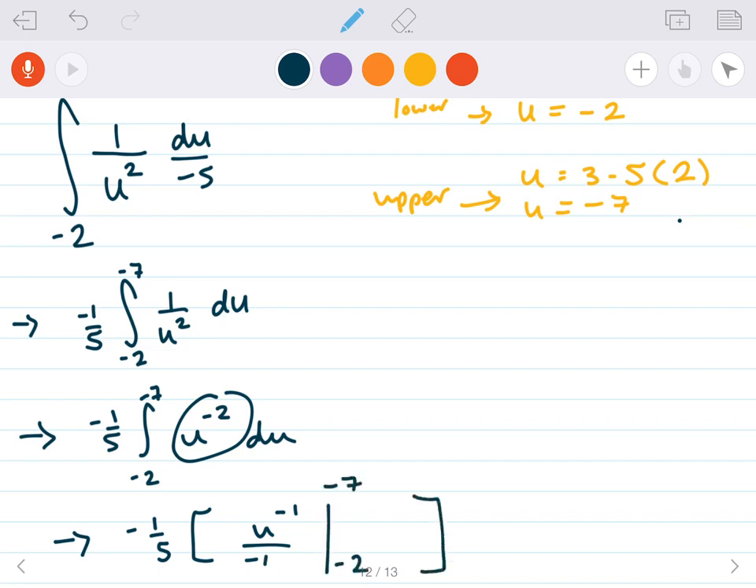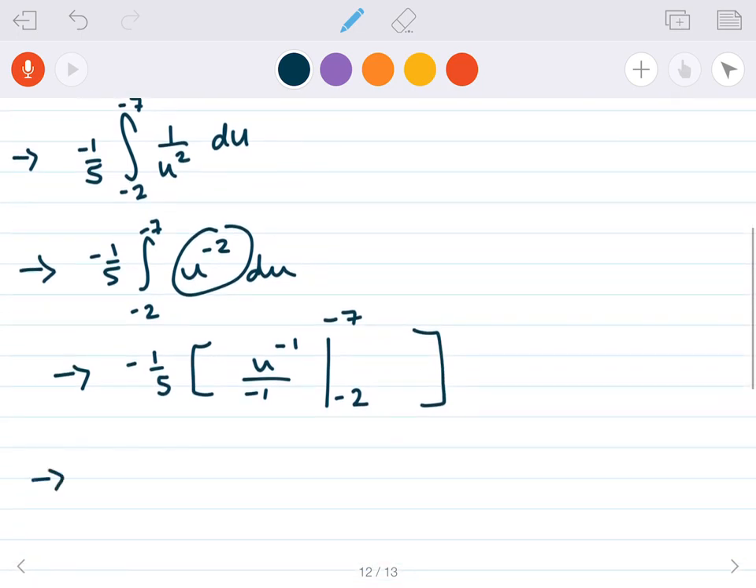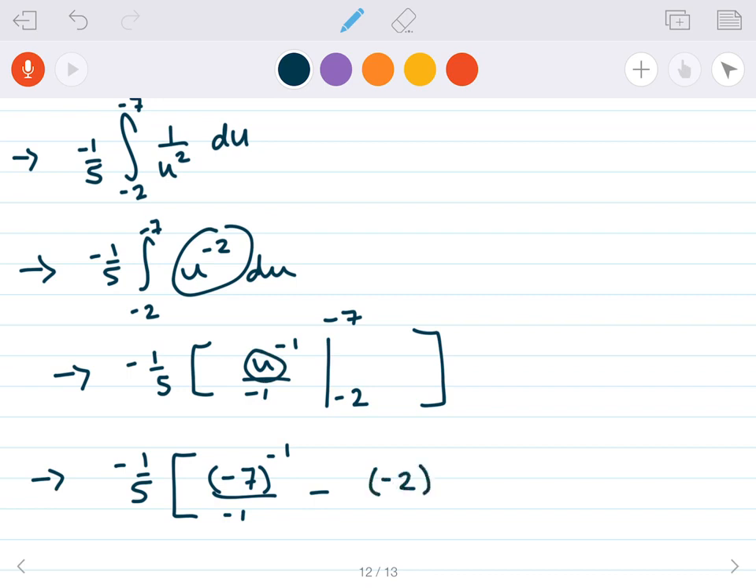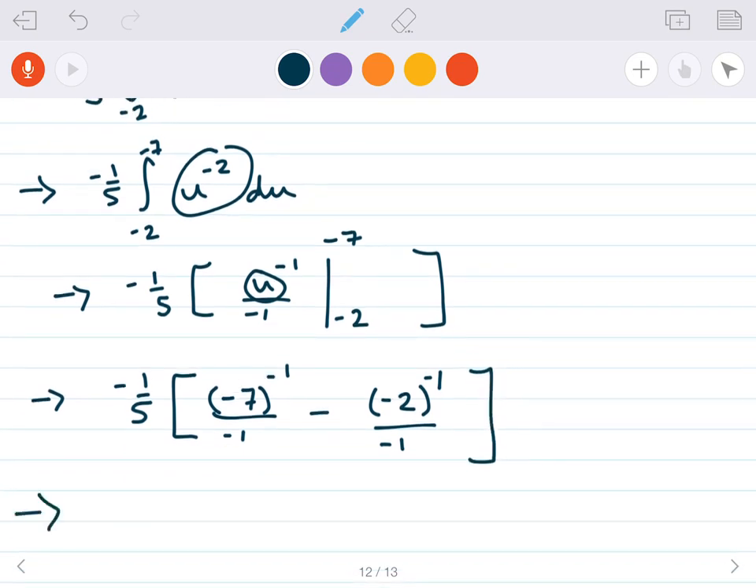Okay? Let's go ahead and do the subtraction. What do I have? Well, my upper bound is negative 7, so I'm plugging that in for u. I have negative 7 to the negative 1 over negative 1 minus, now I'm plugging in negative 2 for u. All right, that's by the fundamental theorem of calculus. And when I compute this all out, I get a final answer of 1 over 14. So this is my final answer right there.